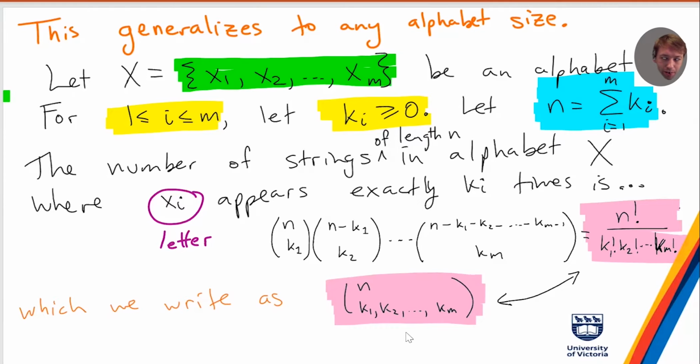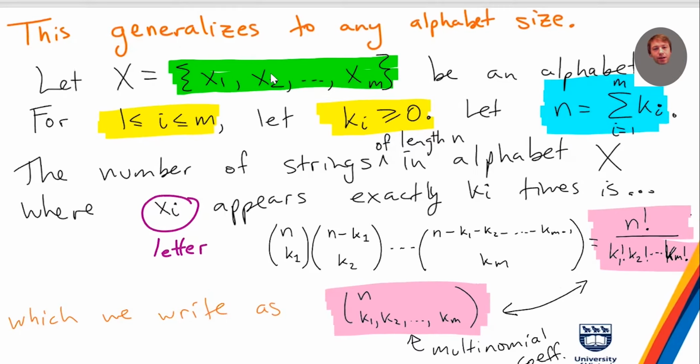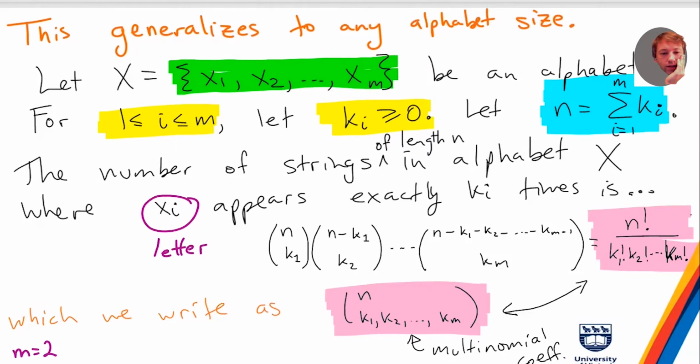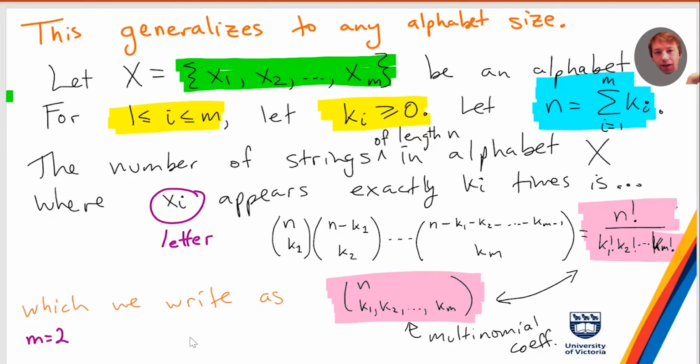And again, this is called a multinomial coefficient. And you can see there's actually a little bit of redundancy here, right? Because in the case m equals 2, the multinomial coefficient is just like the usual thing that we have, right?